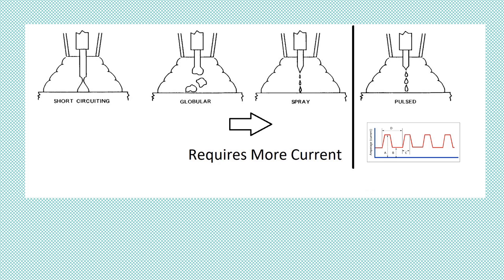Okay, here's another slide, but this one we're just talking about current. Short circuiting is on the far left side. It's the lowest energy of the transfer modes. It's low voltage, you use small wire sizes, and it's the lowest energy of the transfer modes. It's low energy. That's why it's generally considered its own welding process.